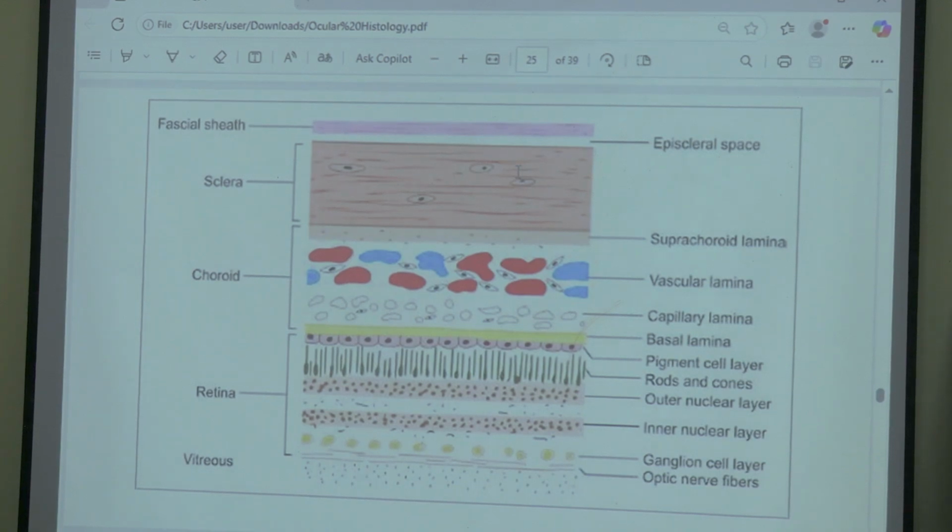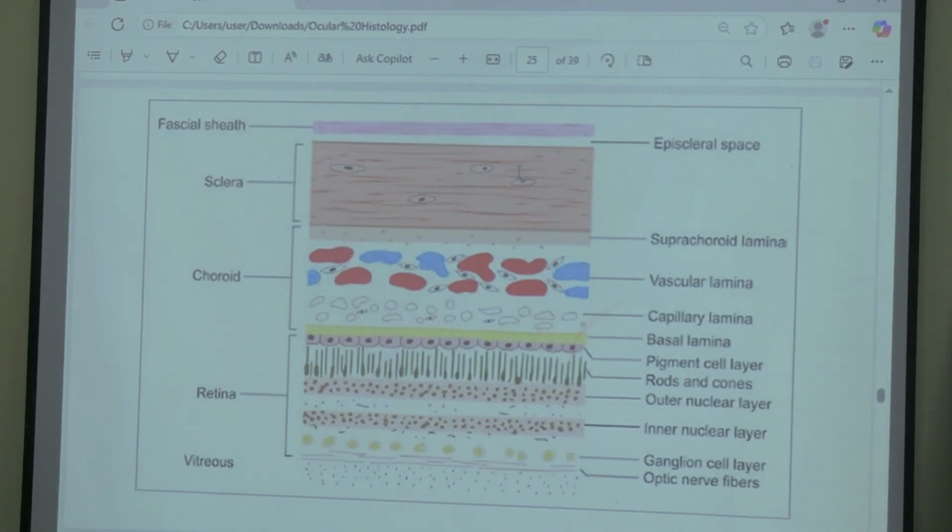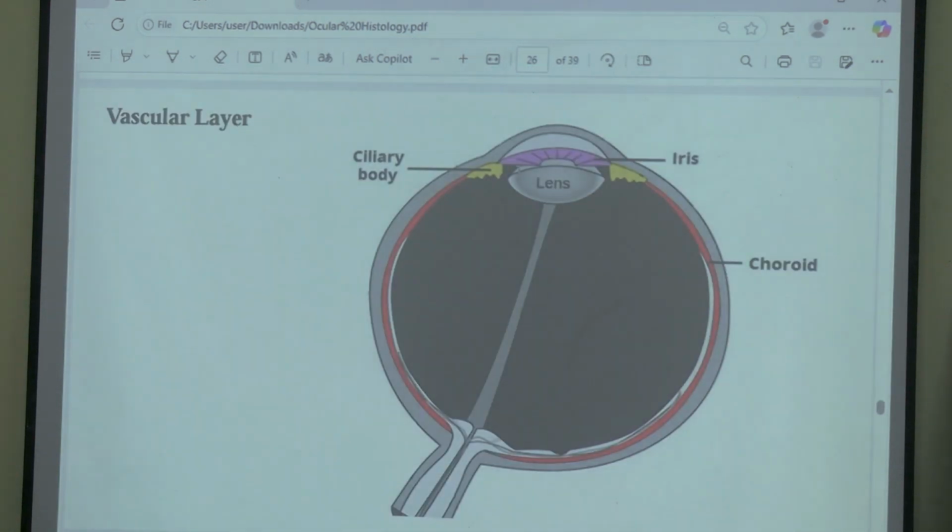Okay, so they are not present in different layers. They stay in the same layer. Okay, the one that is posterior is the choroid. If you go anterior to the choroid, you will get the ciliary body, and more anterior to that, you will get the iris. Let me show you the diagram. Can you see the vascular layer? It is denoted in red color, as you can see.